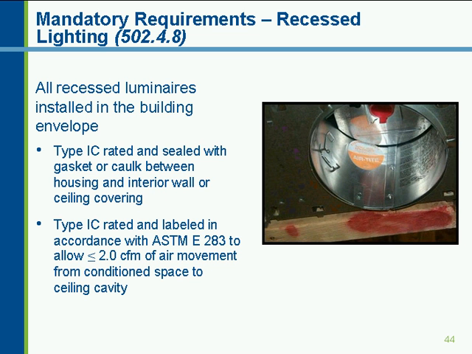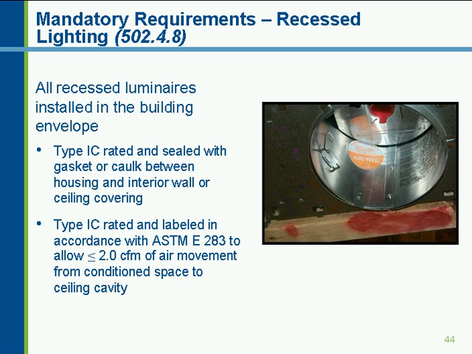Then the can light is going to have to be type IC rated and sealed and gasketed between the can itself and the sheetrock. Type IC rated means that it's rated for insulation contact, and airtight means that the can will not leak. Basically, it won't leak air through the can itself, or it has a very minimal amount of air leakage, in this case 2 CFM of air movement from conditioned space into the ceiling cavity. So it drastically reduces the infiltration through that can, and it also allows you to insulate right up around that can.